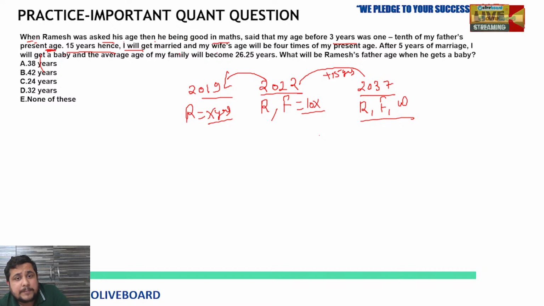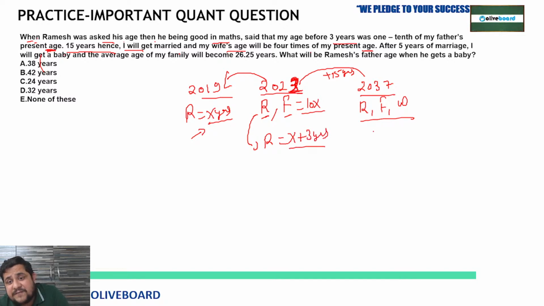Now I will get married and my wife's age will be 4 times of my present age. So if I talk about the present age of Ramesh in 2022, sorry, now we are in 2023, but we are taking 2022, no issue. I considered it at the start, and now only 2023 started, so not an issue. So Ramesh's age: 3 years ago it was X years, so now it will be X plus 3 years.